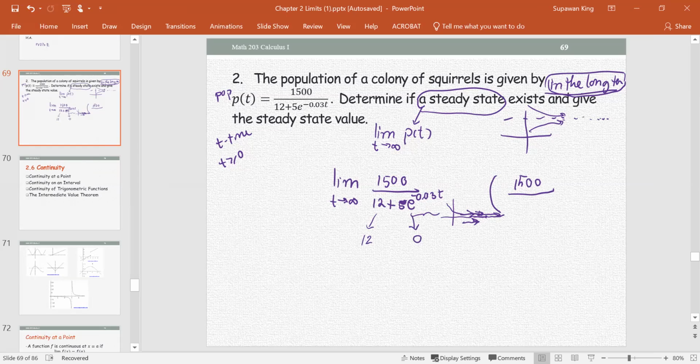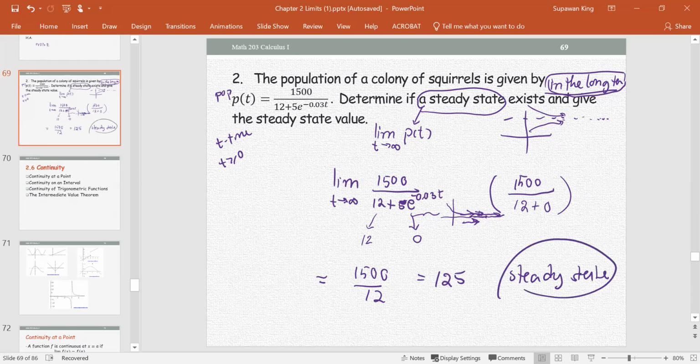Therefore, in the sketch work on the side here, the numerator goes to 1500 and the bottom goes to 12 plus zero. Therefore, the steady state would be 1500 divided by 12. Let me do it real quick. 1500 divided by 12 gives us 125. So that would be your steady state. If you draw the graph, eventually the graph will approach this line, the horizontal asymptote, the line y equals 125. In this case, it's a population. Okay, just a few different cases plus the application that you can see.